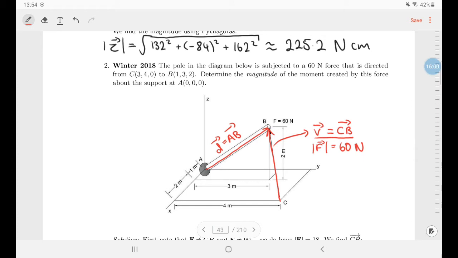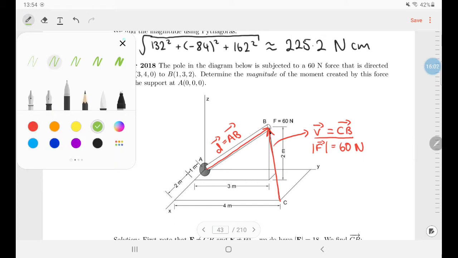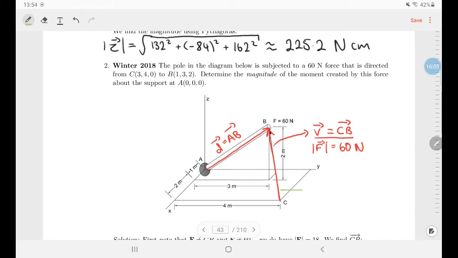How do we get the force vector? Well, again, what we should do is find a vector of length 1 in the same direction as CB. So that's CB hat. And then the force vector will be 60 times CB hat. That's what we should do. We might get a little bit of a shortcut, but that's basically what we should do.